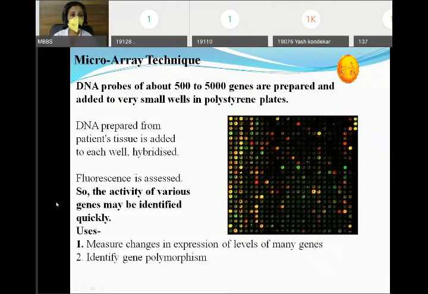So DNA is prepared from the patient's tissue, added to each well, and hybridized. Fluorescence is assayed, and the activity of various genes can be identified very quickly. This microarray technique measures the changes in the expression levels of many genes, and it is useful to identify gene polymorphism.